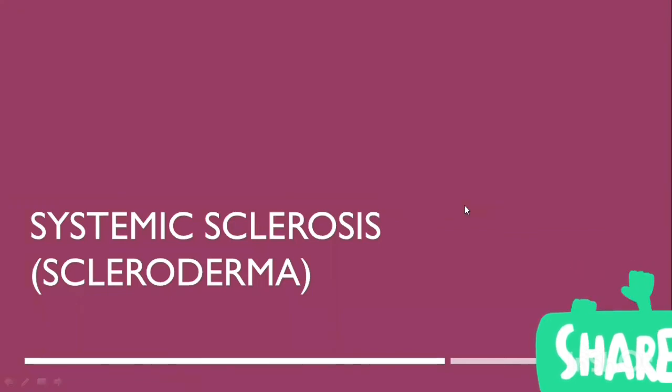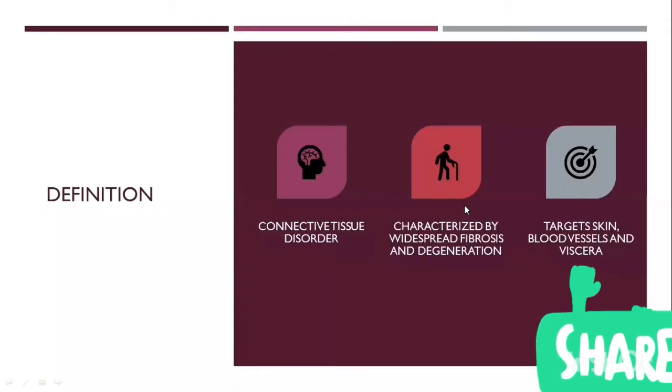Bismillahirrahmanirrahim. In this video, I am going to tell you about systemic sclerosis, commonly known as scleroderma. It's a musculoskeletal and connective tissue disorder. In systemic sclerosis, there is a fibrosis which ultimately leads to degeneration and which affects skin, blood vessels, and internal organs such as lungs, heart, and kidneys.